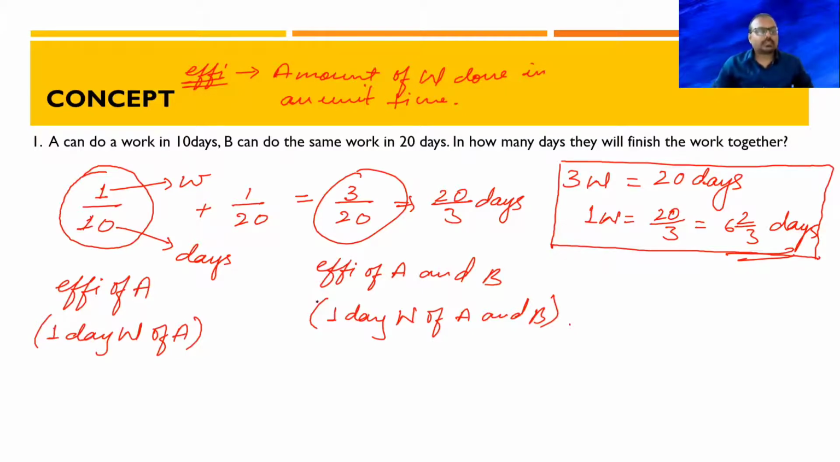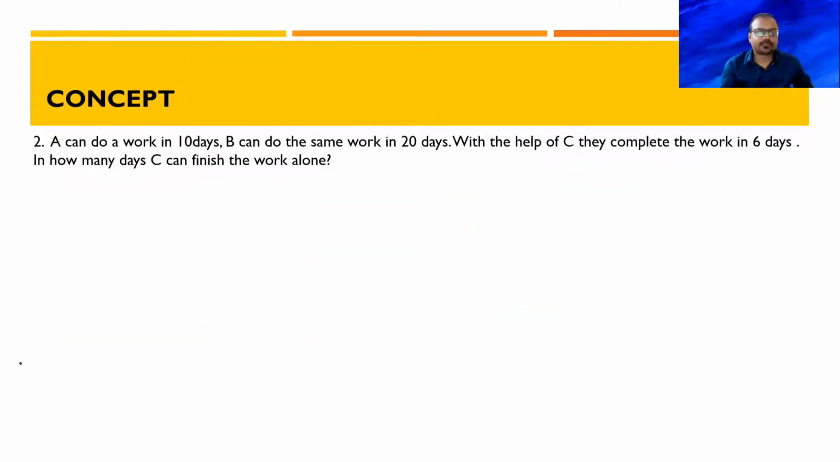So once we are comfortable with the first concept, then the time and work concept becomes too easy to solve. You can solve all the problems of time and work very easily. Now from question number 2, this becomes easy to solve. So what is the efficiency of A? Efficiency of A is 1/10. What is the efficiency of B? 1/20.